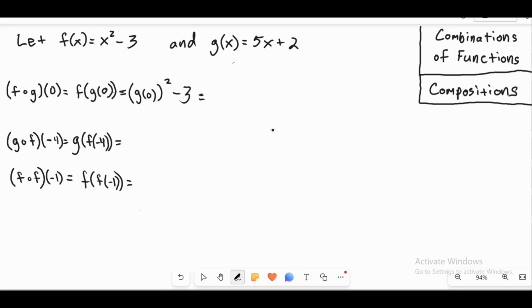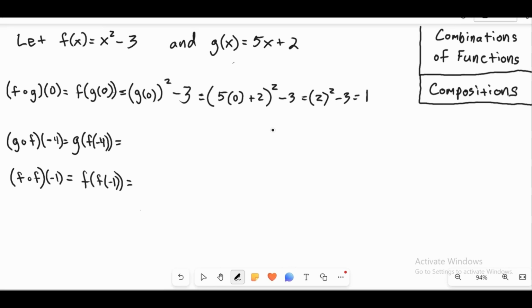Well, what's g of 0? Well, we can take g of x, and in the place of x, we can put a 0. And so what we'll have is 5, instead of an x, we're going to put a 0 in for x. 5x plus 2, and there's our g of 0, and then we're going to square it, and then minus 3. Well, 5 times 0, that's 0, and 0 plus 2 is 2. So what we now have is 2 squared minus 3. 2 squared is 4, and 4 minus 3 is 1. And therefore, f of g of 0 is equal to 1.